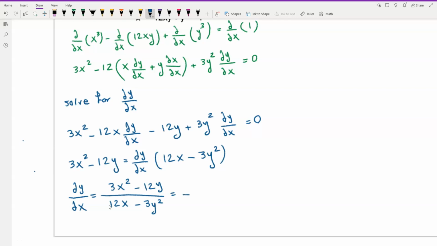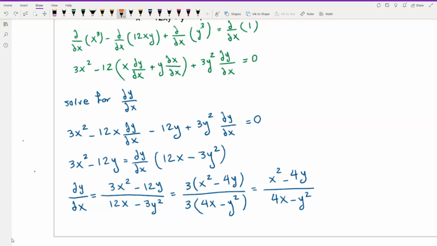I can factor 3. So here we have 3 times x squared minus 4y. Denominator, here again, factor of 3, and we have 3 times 4x minus y squared. So we can cancel 3, and this is equal to x squared minus 4y divided by 4x minus y squared. And here is our final answer.